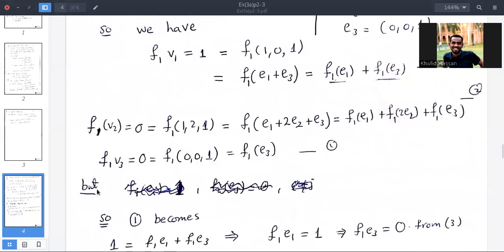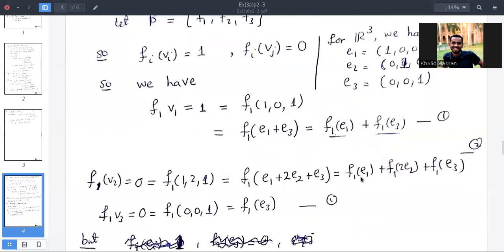Finally, the third one, f1 v3 equals 0 indeed. So f1 of (0, 0, 1), this is in fact e3, directly. So f1 e3 is 0. So we can use this. Now we have this directly. f1 e3 is 0. So let us get back to our first equation.